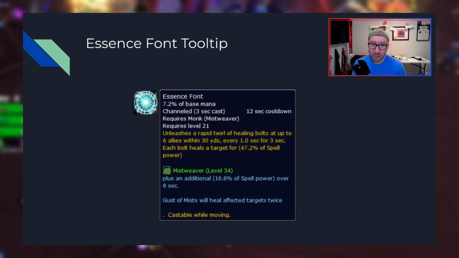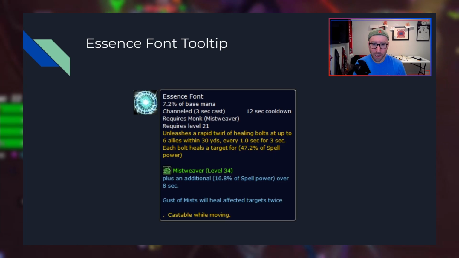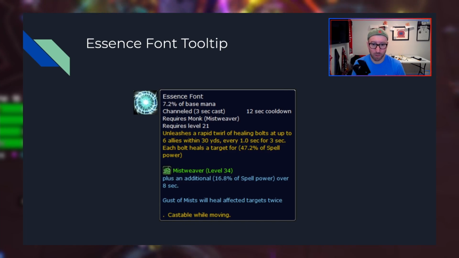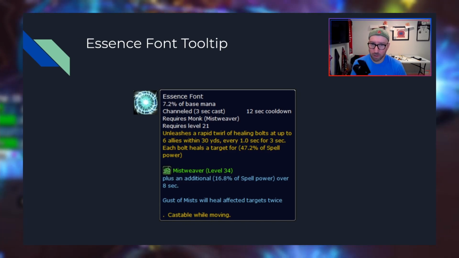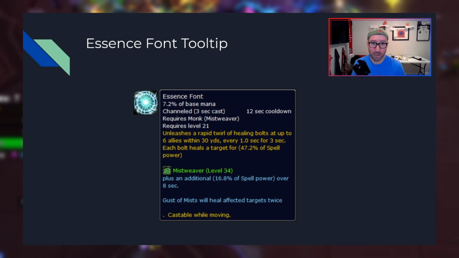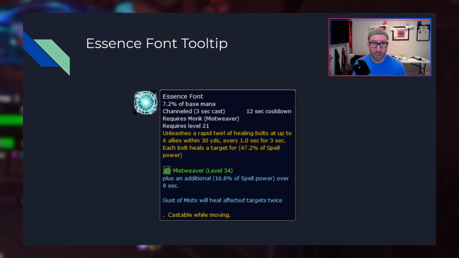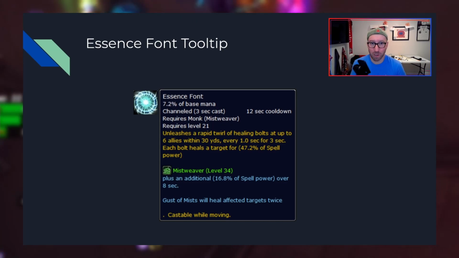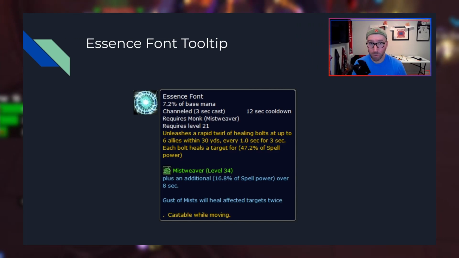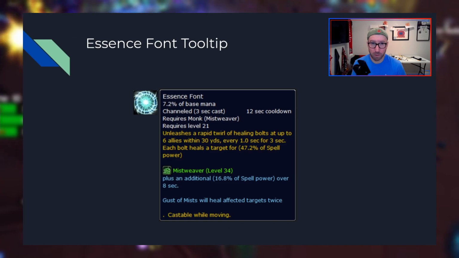Of course, Essence Font. It's a large channel, costs about 7% of your base mana, has a 12-second cooldown, and essentially unleashes a rapid twirl of healing bolts at up to 6 allies within 30 yards every 1 second for 3 seconds. Each bolt heals, and then at level 34, you gain rank 2 Essence Font, which applies a HOT after each bolt hits a target. Keep that in mind. This channel is affected by haste, so that 1 second is, of course, at 0% haste, but as you gain more haste, the channel will speed up. So just a large heal. Hits about 6 targets around you every second for 3 seconds. This is, of course, our AoE heal from a raid perspective.